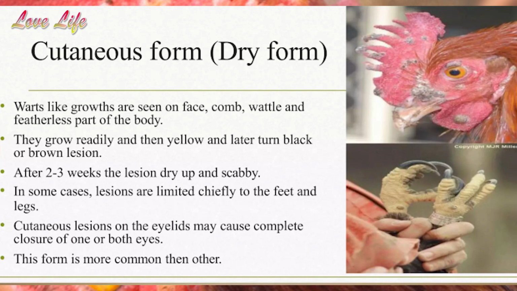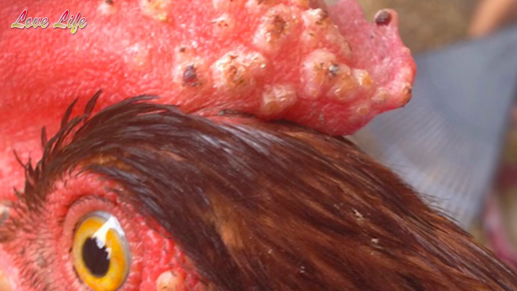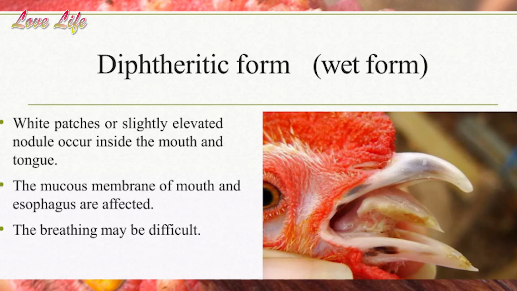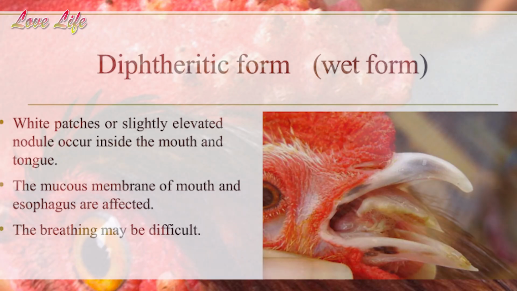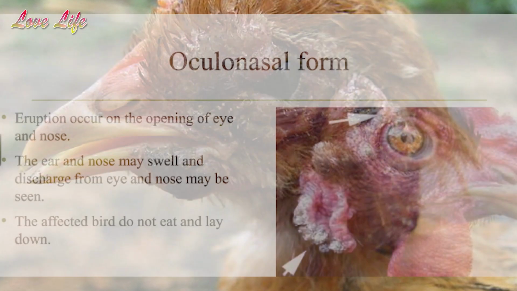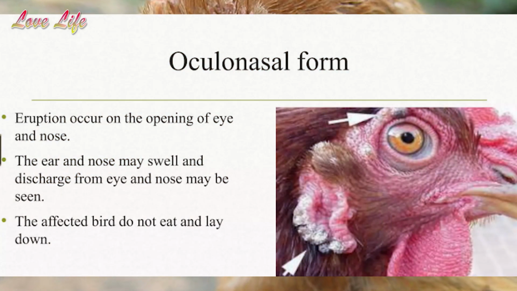Let's look at how it looks in the diphtheric form, that is the wet form. You will find, number one, mortality low to moderate, difficult breathing, nasal and ocular discharge. The following stages of the pox lesions, papules, vesicles, and pustules, may be observed.